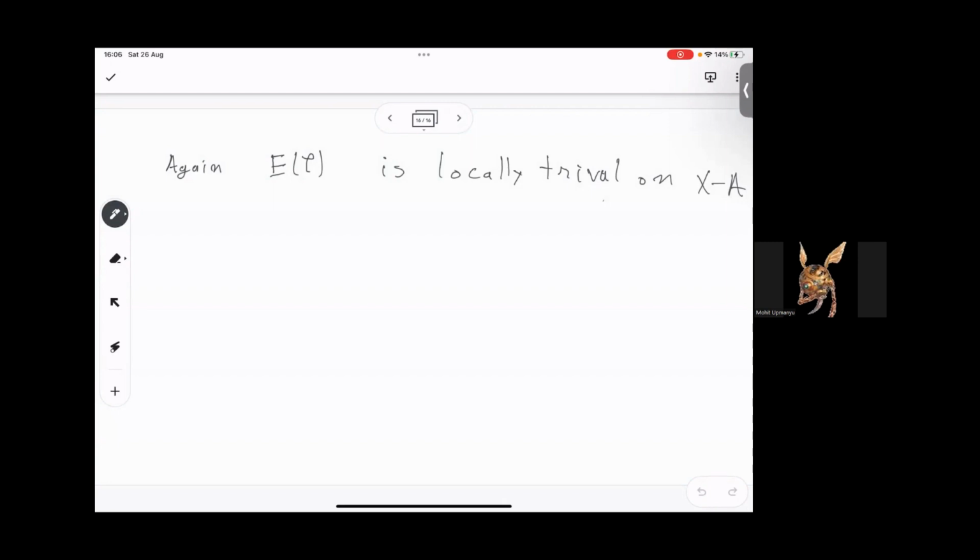Okay, any questions till now? Then I'll start showing that the clutching construction is in fact locally trivial. So now what you want to say is that, given a point A in A, let U plus be a compact neighborhood of A in X plus such that E plus is trivial.